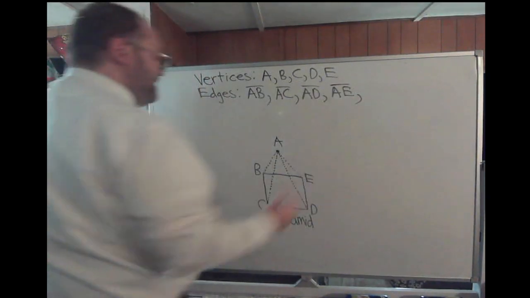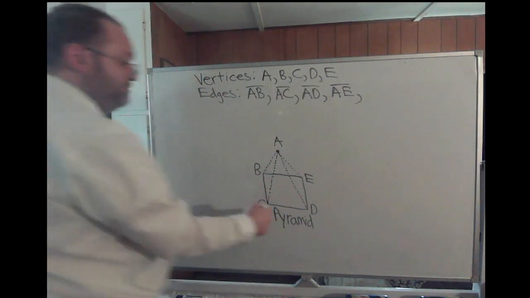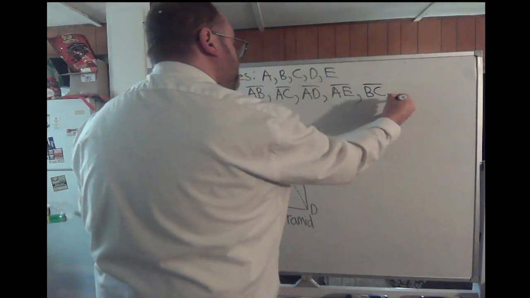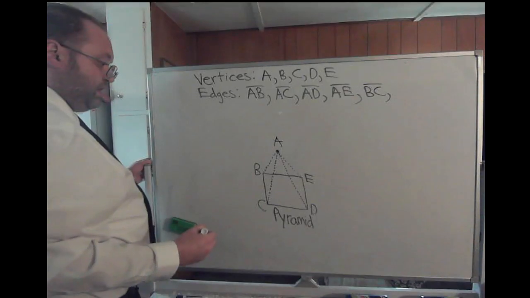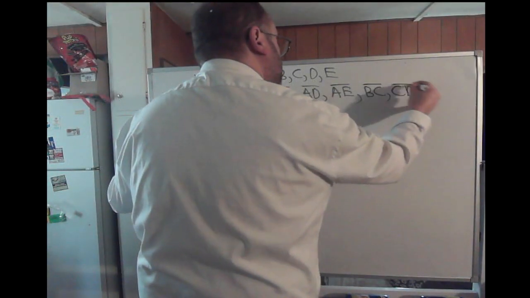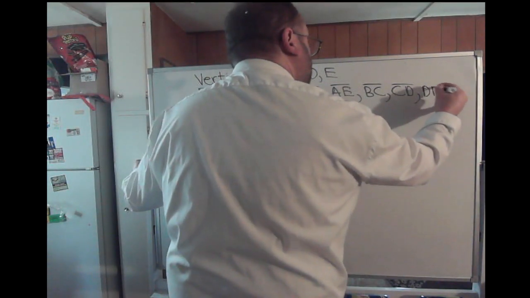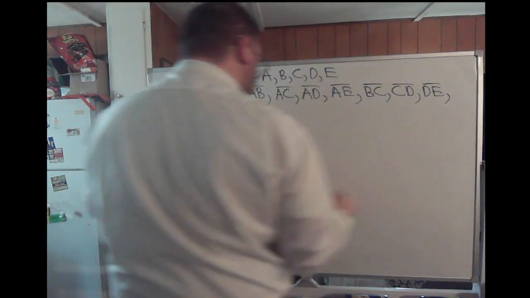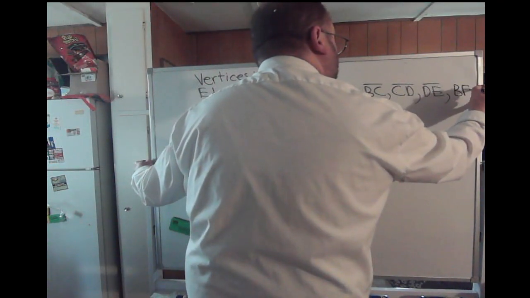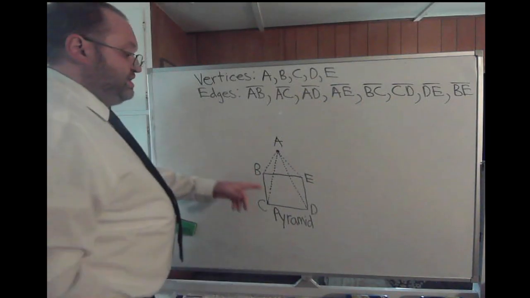And then, of course, we can't forget the line segments themselves on the base. So we could have BC. We have CD. We have DE. Then last but not least, we have BE or EB, however you want to say it. So those are all your edges that you find on the pyramid.